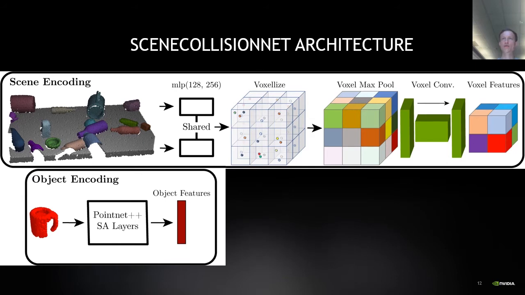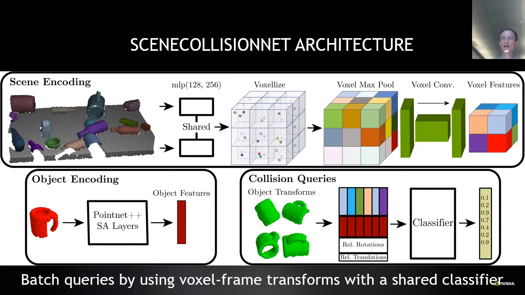An object point cloud is similarly encoded using PointNet++ set abstraction layers. In a similar way to the scene encoding, the object encoding also only needs to be computed once for a given query object. Then, for each collision query, we can find the voxel that would contain the object center and express the transform with respect to the voxel center.